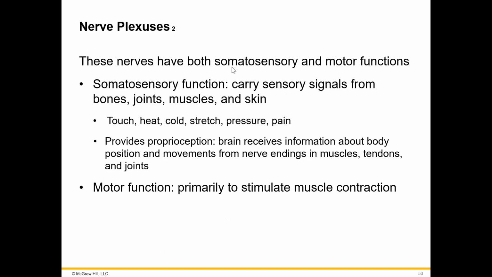These nerve plexuses have both somatosensory and motor function. The somatosensory function carries sensory signals from the bones, the joints, the muscles, and the skin. They carry touch, heat, cold, stretch, pressure, and pain sensation. They provide proprioception, so the brain receives information about body position and movement from nerve endings in the muscles, the tendons, and the joints. Motor functions are primarily to stimulate muscle contraction.